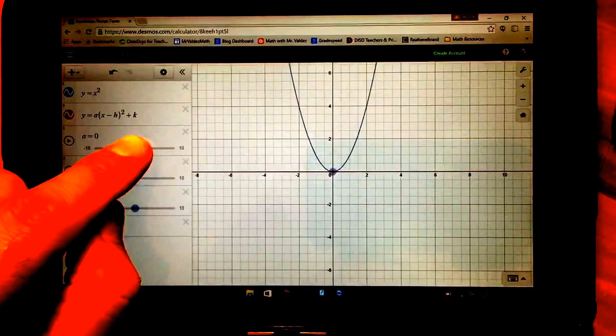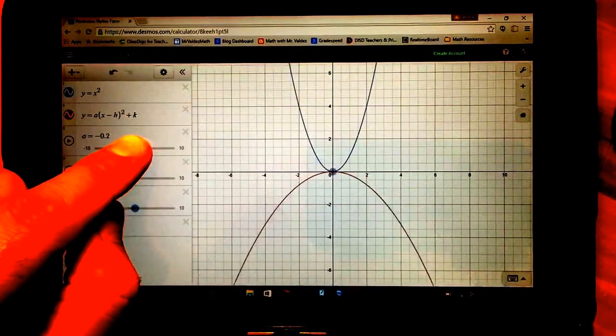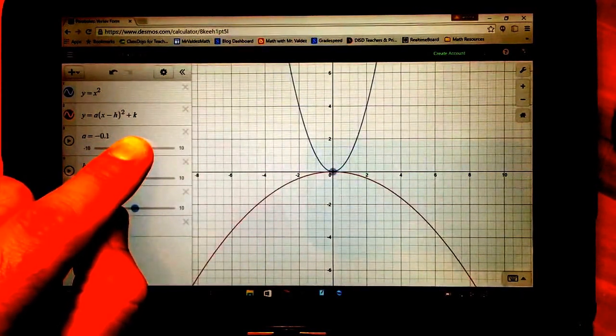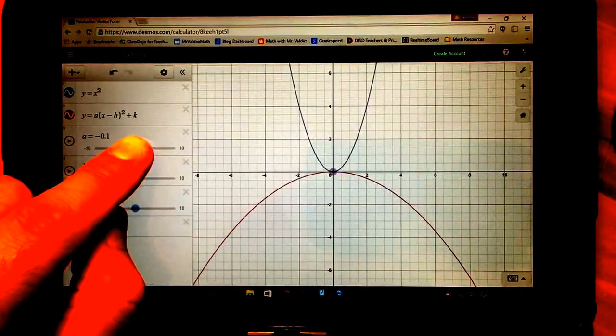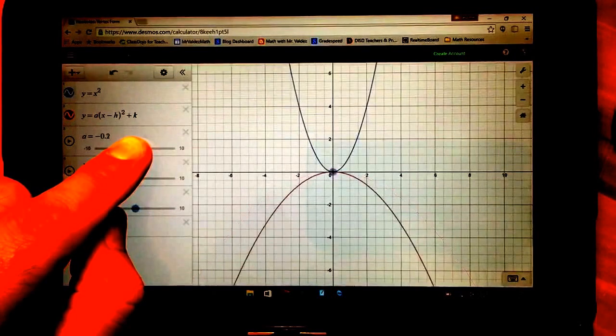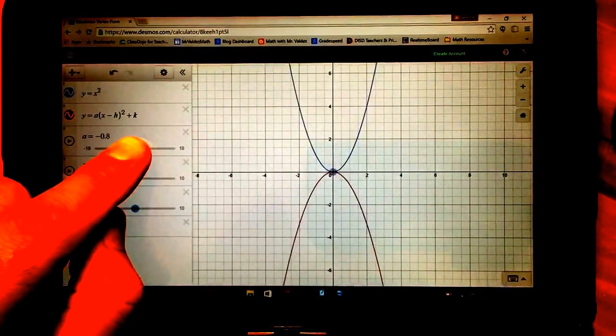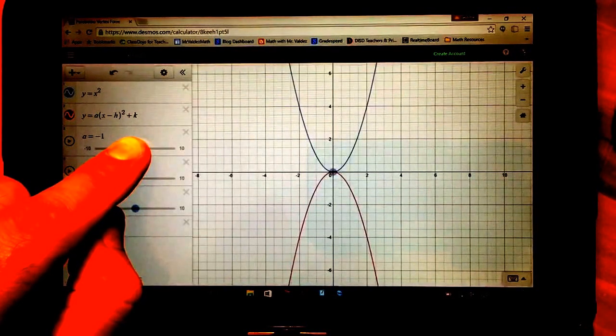But what happens when A becomes negative? It flips over the x-axis. This is a reflection. Because A is between 0 and negative 1, it's wider than the parent function. As soon as I get to negative 1, this is the exact same shape as the parent function. It is neither wider nor narrower. It's simply reflected over the x-axis.